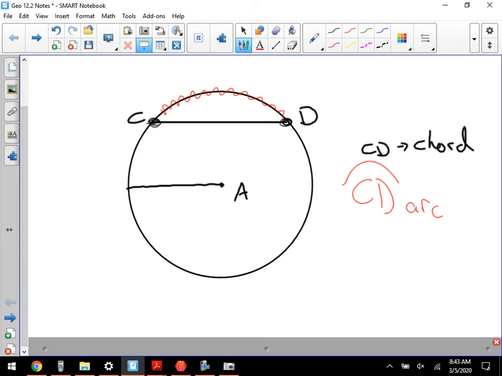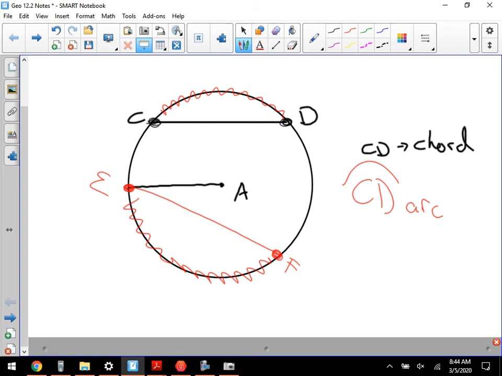So what's going to happen here is that chords intersect arcs. What that means is that the chord has endpoints that an arc also shares. Does that make a little bit of sense? So I can do another one here. If I have, we'll call this E, F. That chord EF has an arc EF as well.